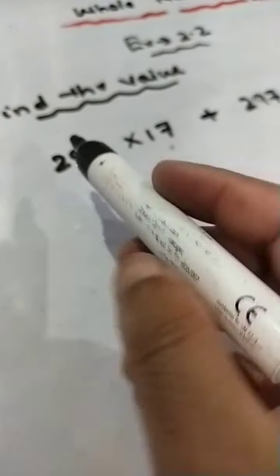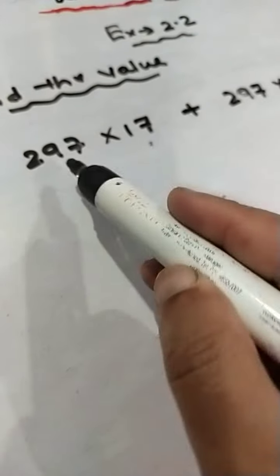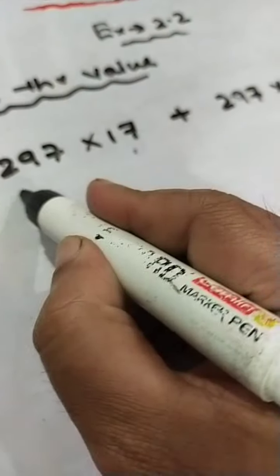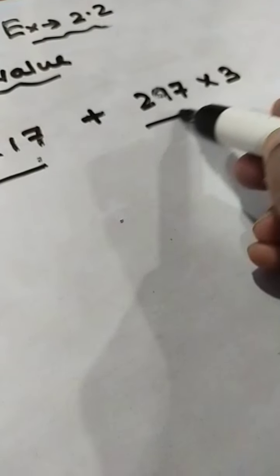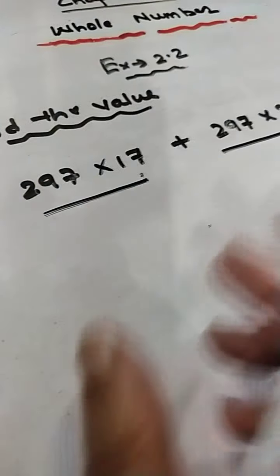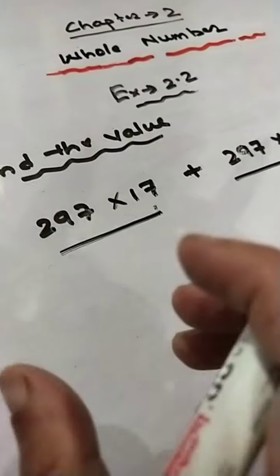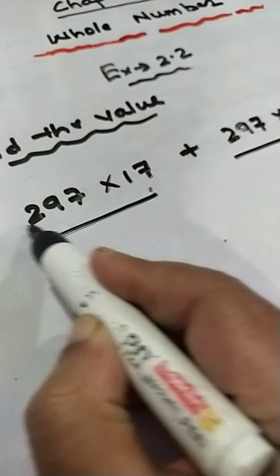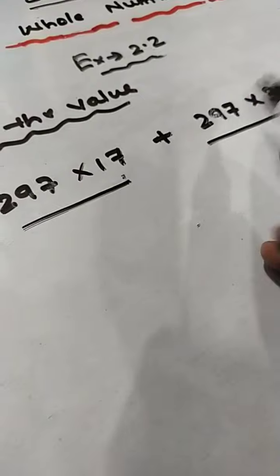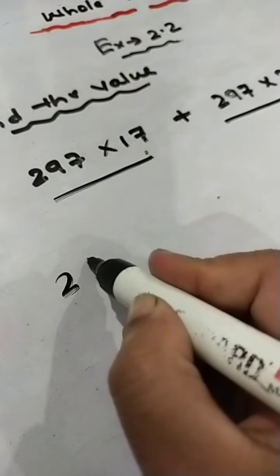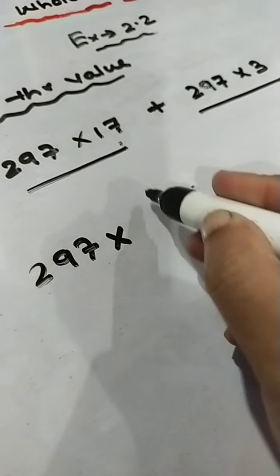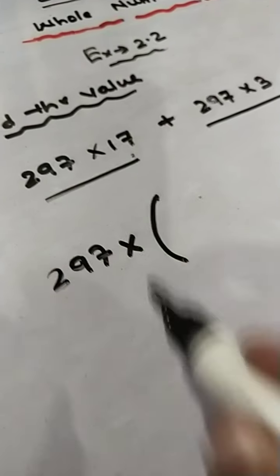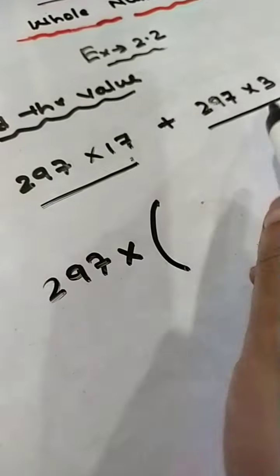Now what is A? In sum number A we have 297 into 17 plus 297 into 3. So we'll consider this as one set of numbers and this as the second set of numbers. If you carefully observe, we can find that there is one particular number which is common. So which number is common? That is 297, isn't it? So the number which is common, we'll take 297 as common, put the multiplication sign, and then put a bracket. Common means we have removed this 297 from both the terms.